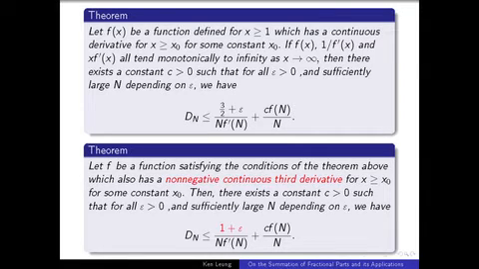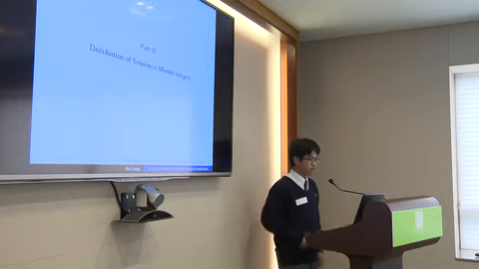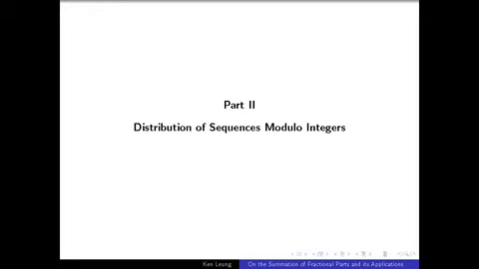If the function even has a non-negative continuous third derivative, then we can have a slight refinement, that's 1 plus epsilon there. So now let's come to part 2, that's the distribution of sequences modulo integers.